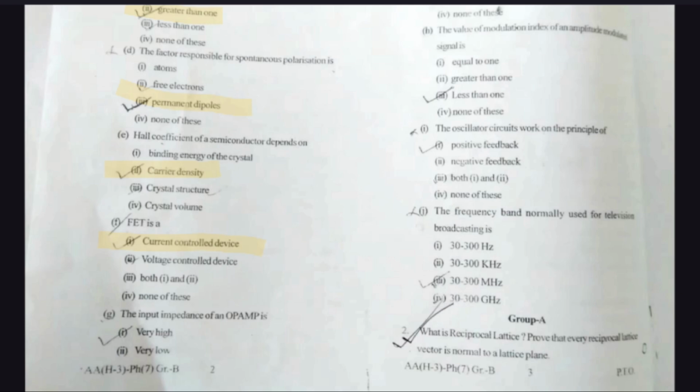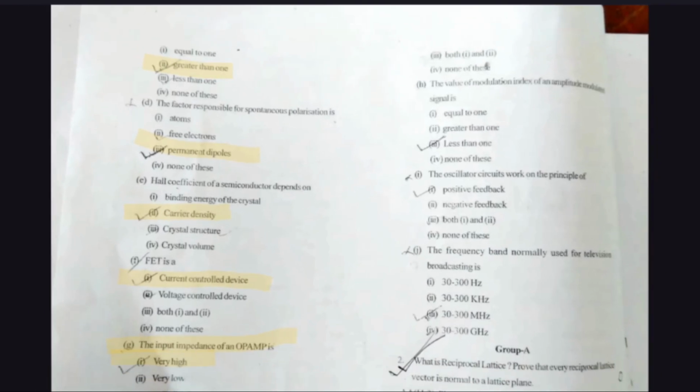Question number G, the input impedance of an op-amp is very high. And question number H, the value of the modulation index of an amplitude modulation signal is less than 1. Question number I, the oscillator circuit works on the principle of positive feedback. Question number J, the frequency band normally used for television broadcasting is 30 to 300 megahertz.